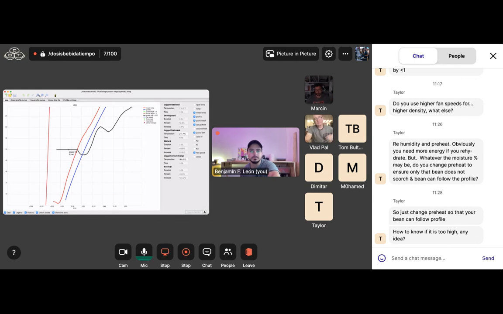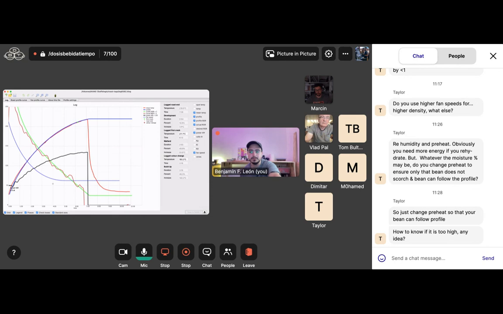So I'll just try this one with a different coffee, and I would adjust this so that the red line just follows the blue line from the very start. That's basically my gauge. Other than that, I don't really have much to say about that.